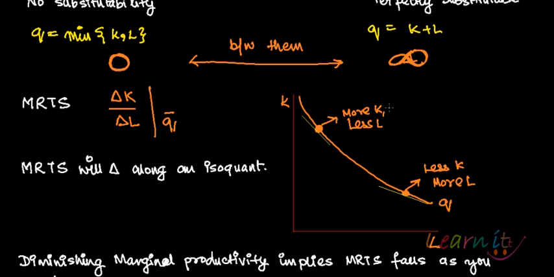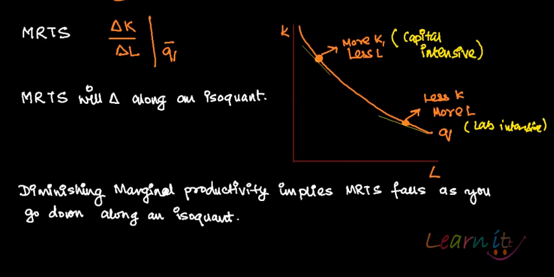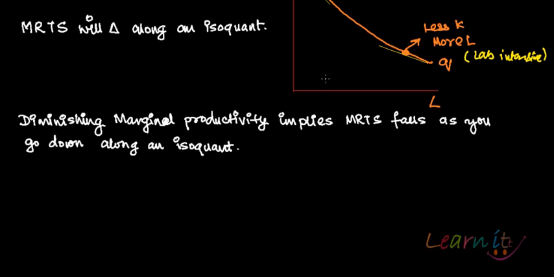At this point, you're basically capital intensive, while at this point, you're labor intensive. So MRTS is falling as you go down. And what is driving this? Diminishing marginal productivity is the reason why MRTS is falling as you go down.